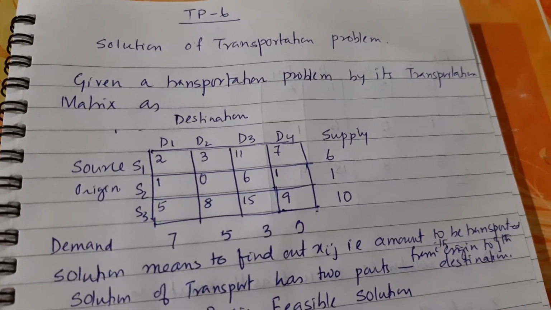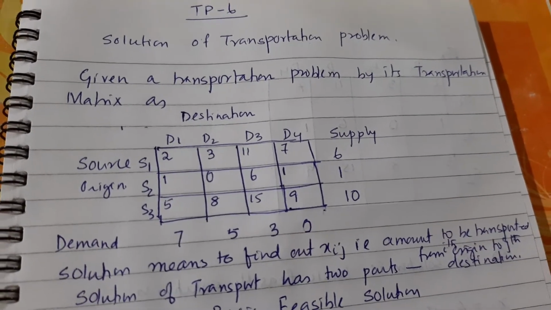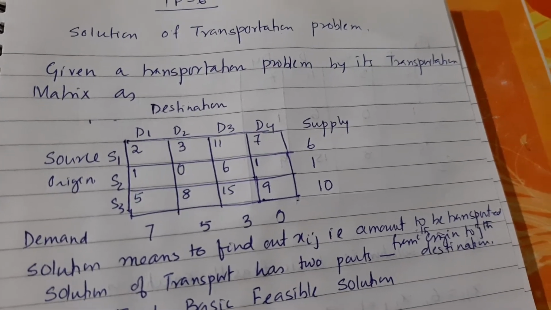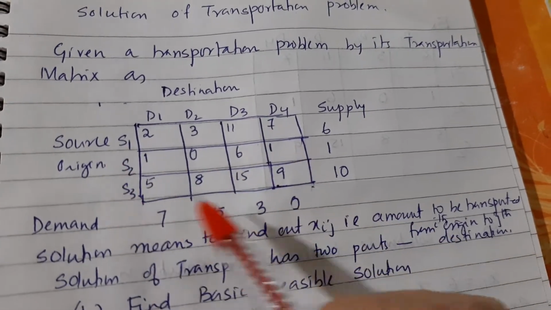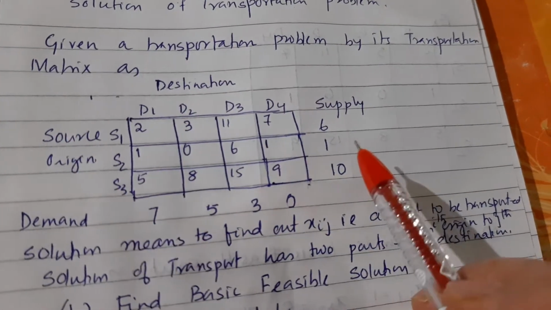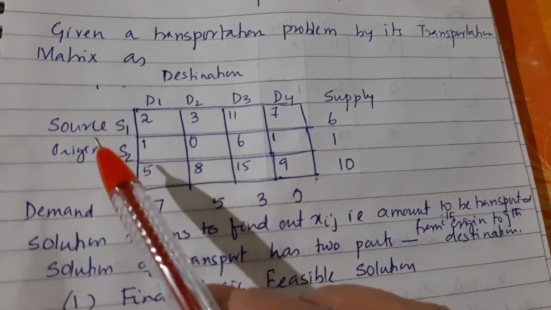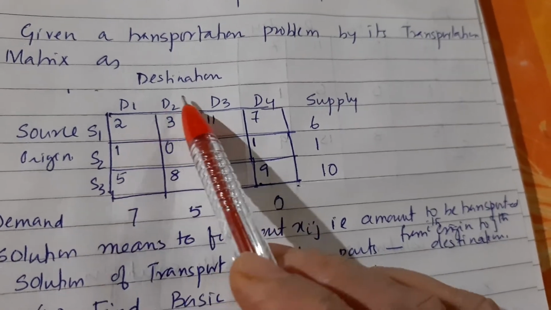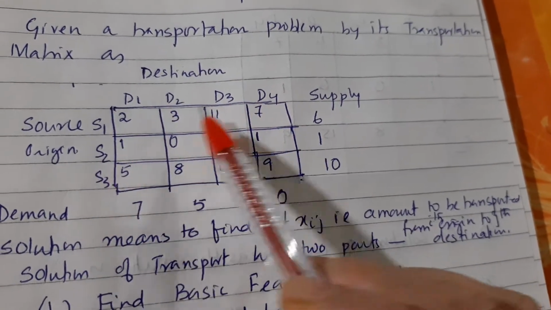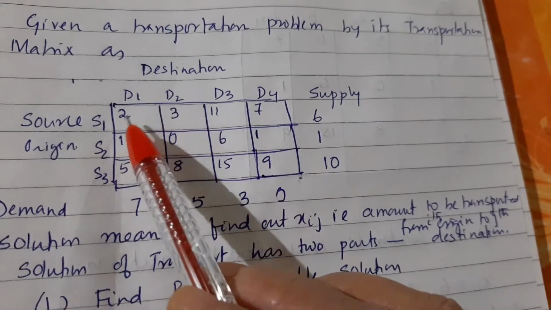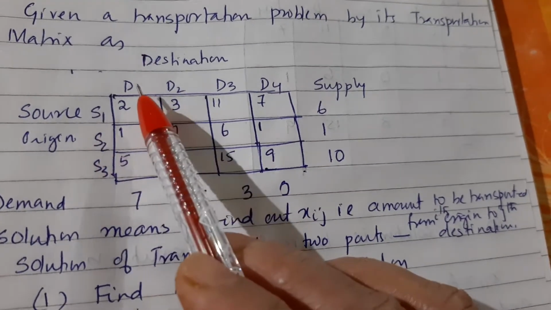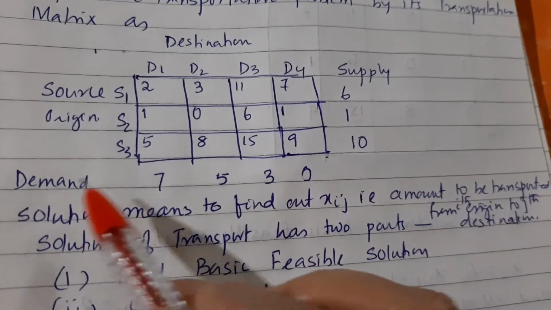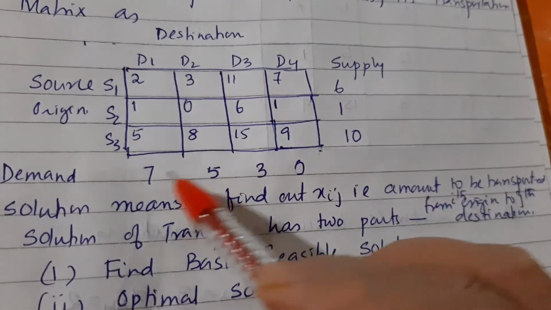Today I am going to talk about the solution of a transportation problem. Given a transportation problem by its transportation matrix, as defined here, this is a transportation matrix we have already discussed. The milk producing firms S1, S2, S3 and distribution centers D1, D2, D3, and these are the values of transportation cost from sources (origins) to destinations. Supply conditions are given here, and demands by the distribution centers are given here.